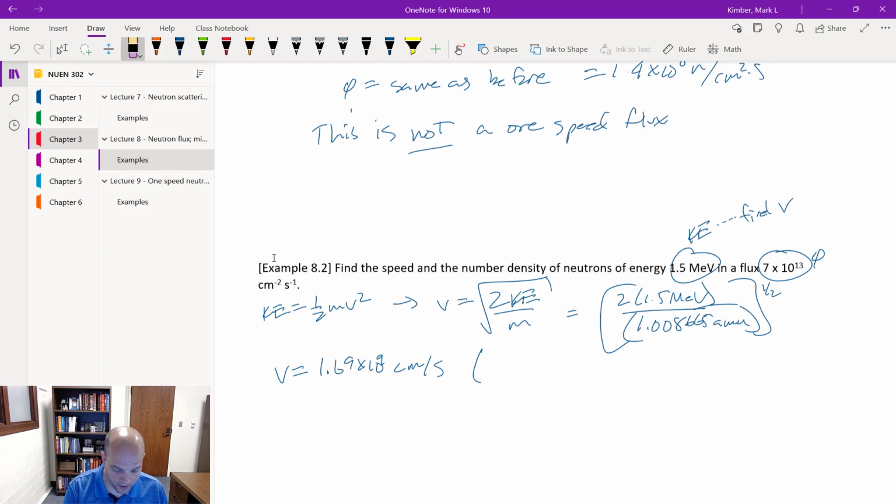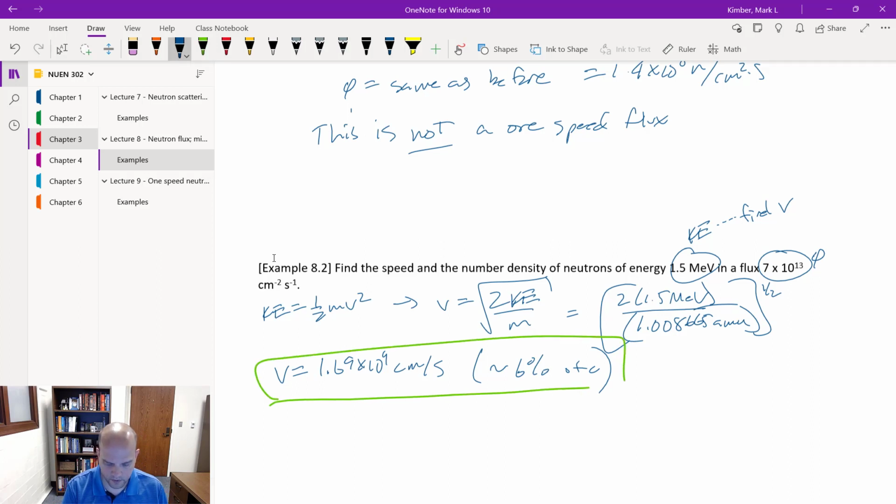And you say, well, that sounds awfully fast, and it is, but it's only about 6% of the speed of light. So that tells us our beam speed. We found our beam speed here. And now we need to find the number density. So we'll just use this expression that our flux is going to be equal to that speed times the beam density. So N is just the flux divided by the beam speed.